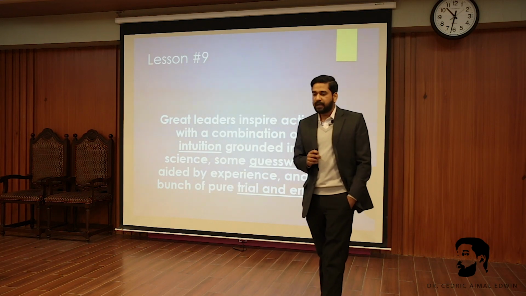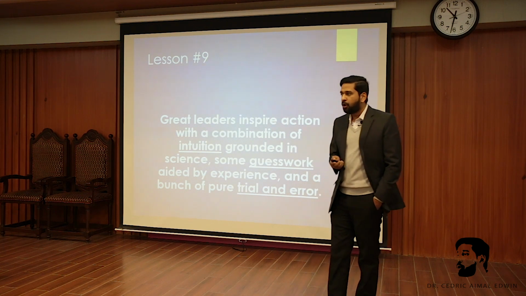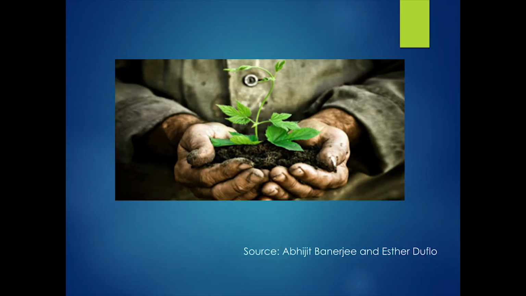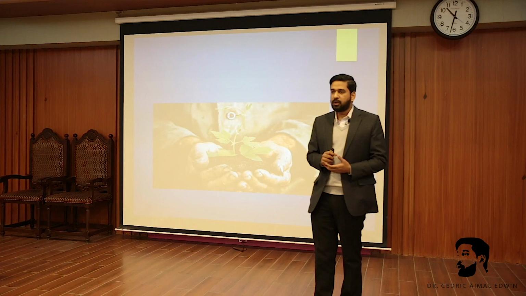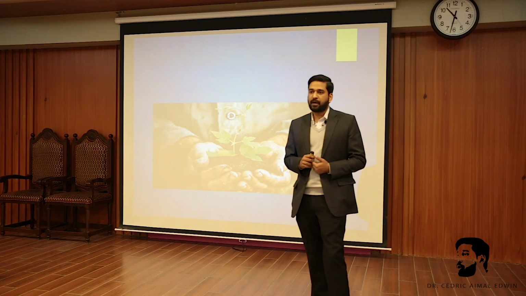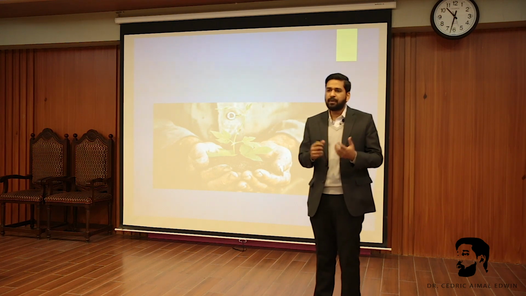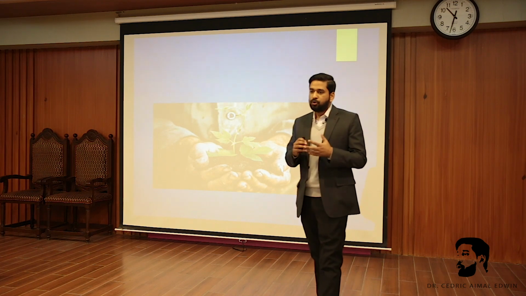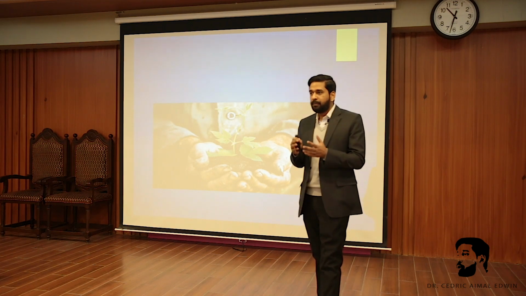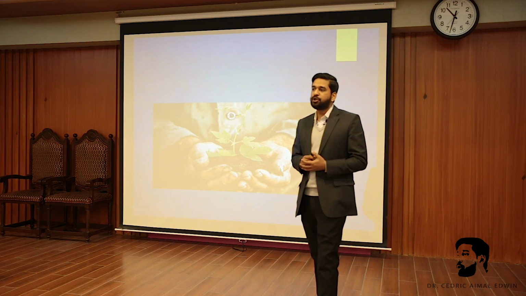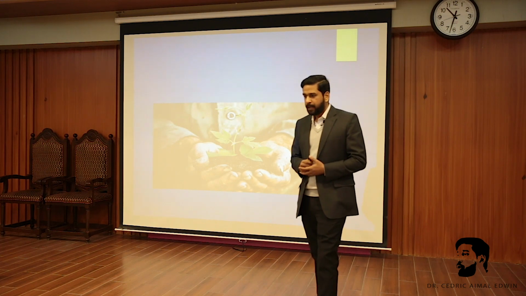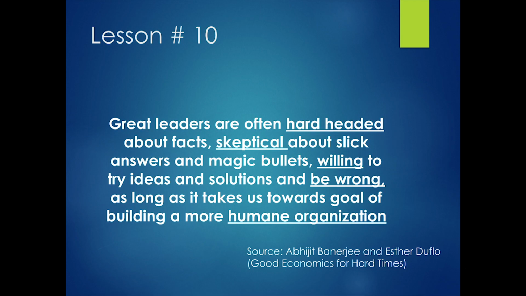The second analogy that gets used in the field of leadership is of a farmer or a gardener, because a gardener and a farmer nourishes life. But a good gardener has certain attributes. A good gardener is hard-headed about facts. He or she is skeptical about simple answers. And a good gardener also will implement new ideas, will be wrong at times, will admit that he or she is wrong, as long as it gives good produce at the end of the day. And that's exactly what a good leader does too.